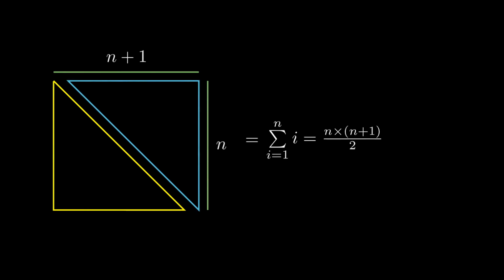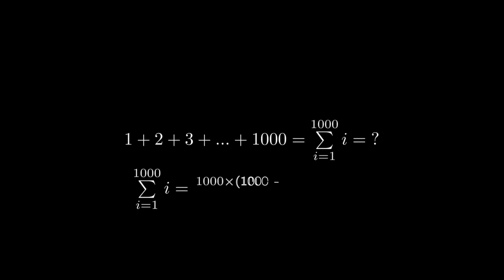This is what I am calling the handshake formula. Now that we have discovered the formula, let's revisit the question from the beginning of our video. If I take 1 and add 2, add 3, and keep on adding to 1,000, we can see that our value of n here is 1,000. So let's plug it in. 1,000 by 1,001 over 2 is precisely 500,500.